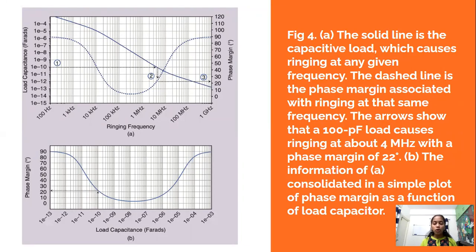In figure 4A, the solid line is the capacitor load which causes the ringing at any given frequency. The dashed line is the phase margin associated with the ringing at the same frequency. The arrows show that a 100 picofarad load causes ringing at about 4 megahertz with a phase margin of 22 degrees. B shows the information of A consolidated in a single plot of the phase margin as a function of load capacitor.